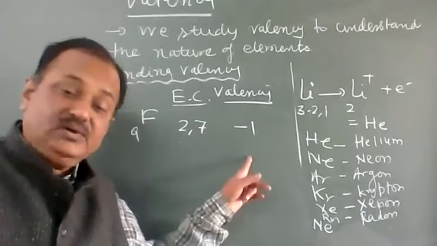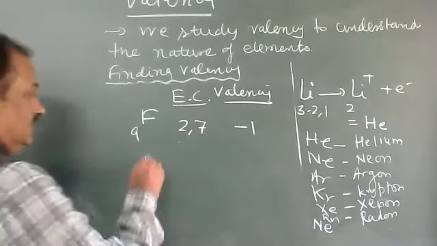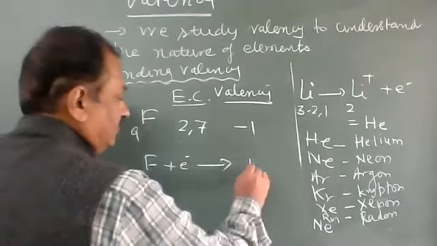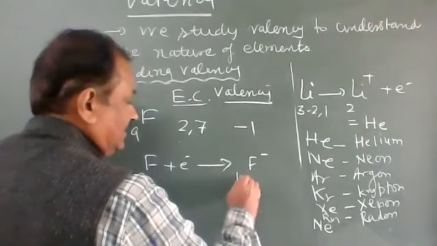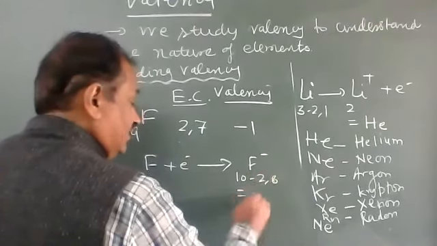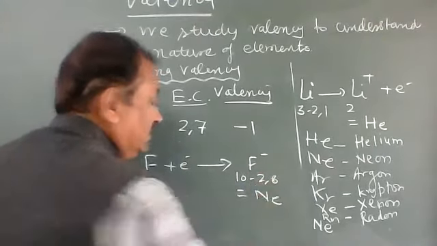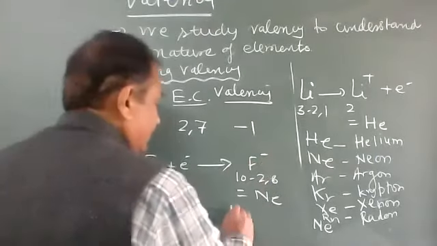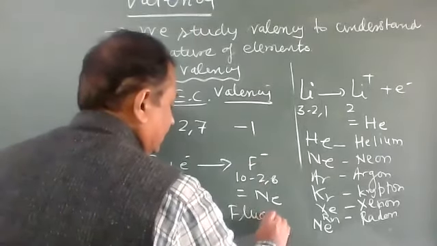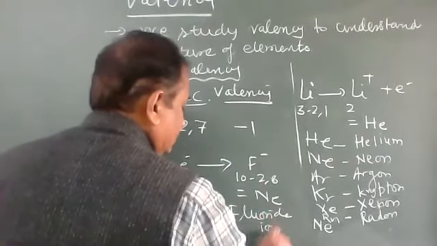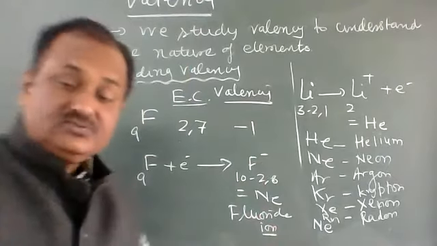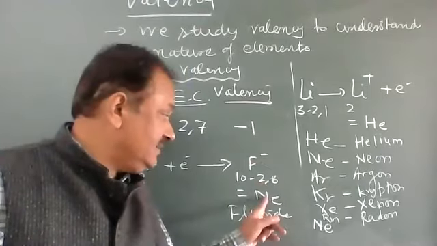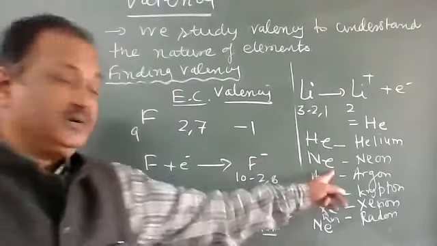It will gain 1 electron, and how? Fluorine 9 plus gain of an electron. There is formation of this, and here 10, 2 and 8. So here also it becomes equal to neon. So this is F minus. It is called the fluoride ion. So the fluoride ion, on gaining an electron, becomes equal to neon.